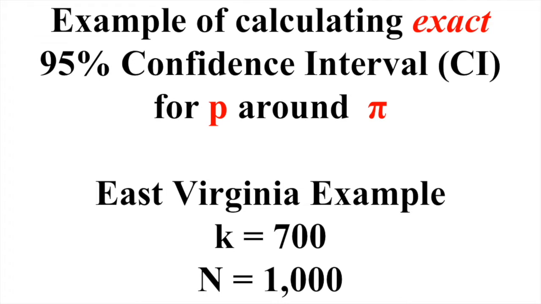After I showed you how to estimate the confidence interval for p around pi by using your eye and your knowledge of a histogram of the sampling distribution, we showed you how to actually use the mathematical formulas to calculate the confidence interval. In the example, we used East Virginia again with 700 samples and 1,000 voters in each.